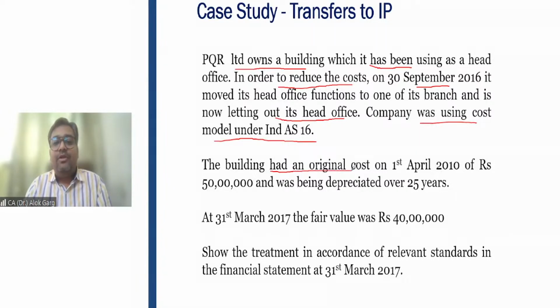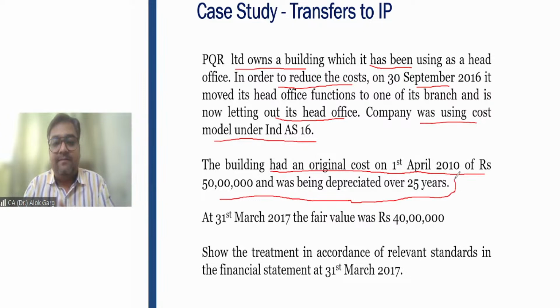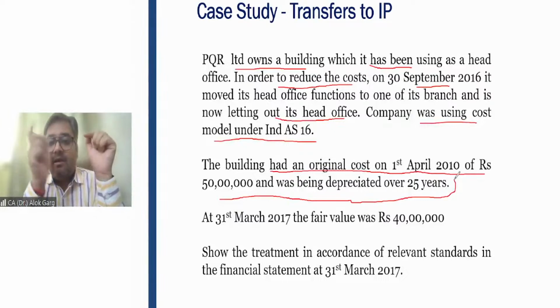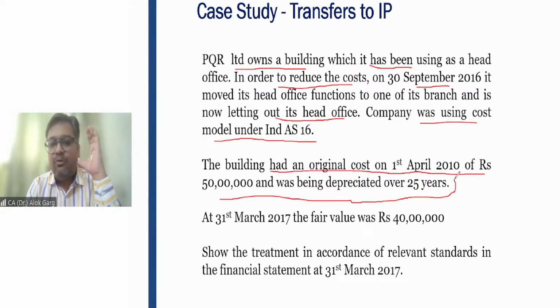The building had an original cost on 1st April 2010 of rupees 50 lakh and was being depreciated over 25 years, right? So the company is using cost model, and the building was acquired on 1st April 2010. Amount was 50 lakh and life is 25 years. Per year depreciation is how much? 2 lakh. Okay. And we are talking about 30th September 2016. So 1st April 10 to 31st March 2016, 6 years probably. And then half year, 6.5 years, right?